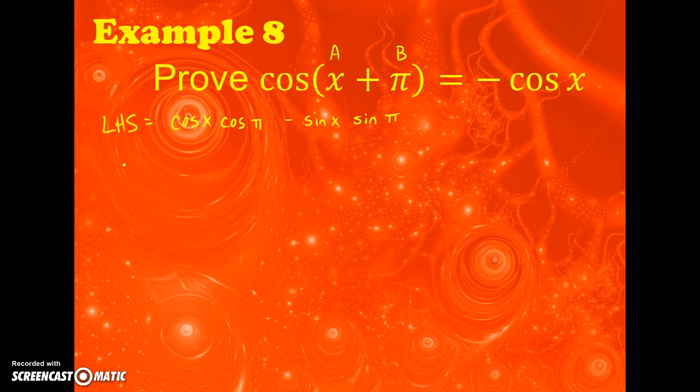But I got to remember what's going on at pi. At pi, all the way over to the left, that coordinate is -1, 0. So cosine of pi is -1. Sine of pi is 0. So this whole right piece just drops off the problem. And I get -1 times cosine, or negative cosine x. Proof.